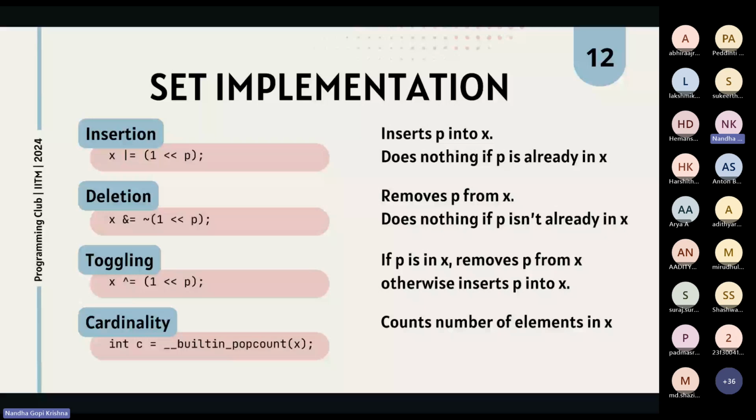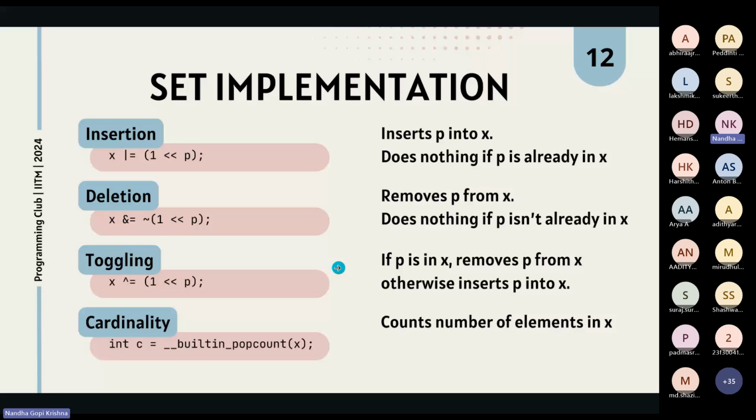Moving forward, how do we toggle a bit? What I mean by toggling is, let us say the pth bit was set, then if I toggle it, I want it to be unset, and if it was initially unset, I want it to be set. What is the binary operation that does exactly this? That is XOR. What does XOR do? If initially the bit was 0 and I XOR it with 1, then it becomes 1. However, if initially the bit was 1 and I XOR it with 1, I get 0, which is the behavior that we want. So if p is in x, it removes it, otherwise it inserts it.